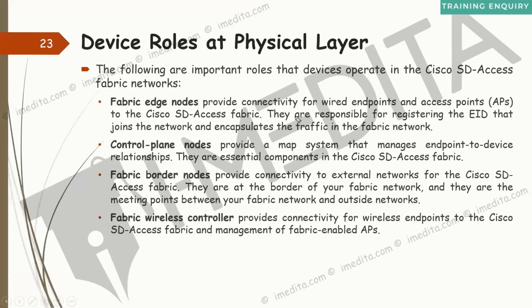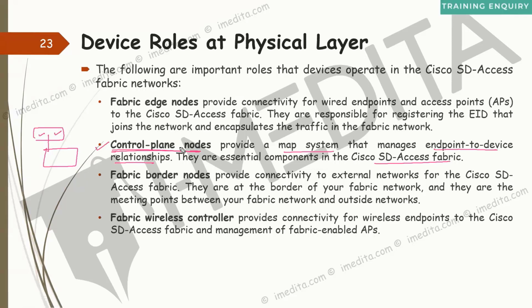Now read this line. It says, the fabric edge node is responsible for registering the endpoint ID that joins the network and encapsulates the traffic in the fabric network. And the control plane node provides a mapping system that manages the endpoint to device relationship. Like what endpoint is connected to what device, that information is maintained on a node called the control plane node. It is an essential component of the SDA fabric, because without it your SDA fabric will not be able to operate. Control plane node has to be there.